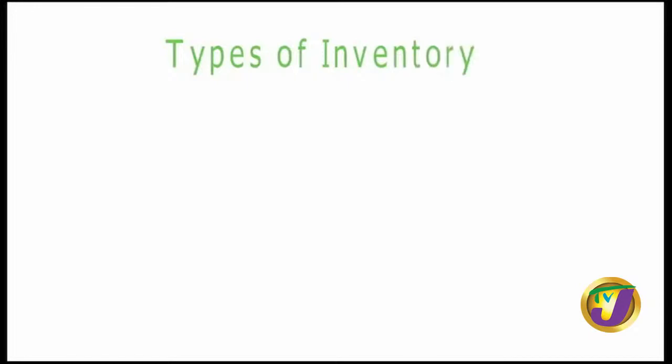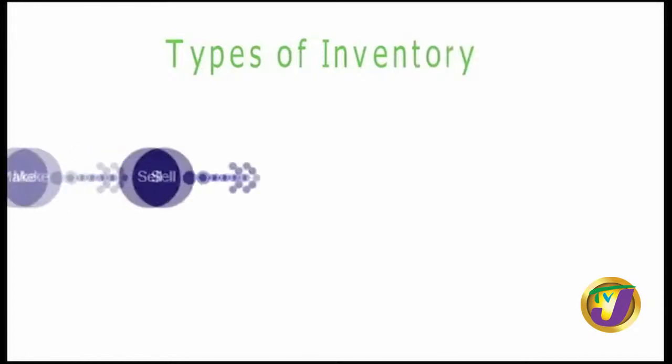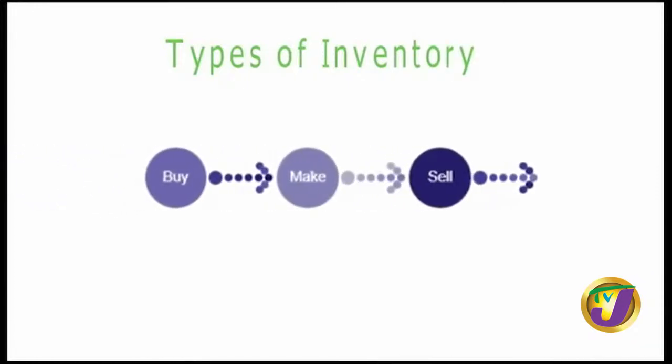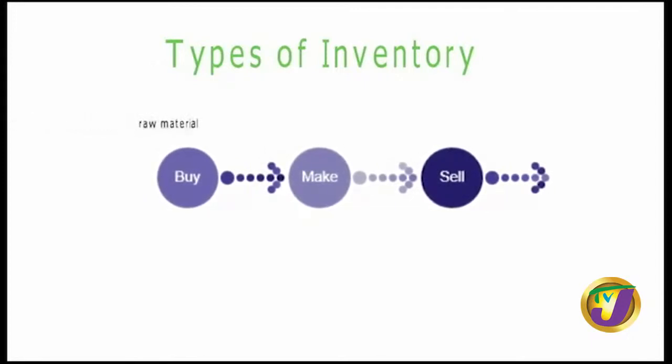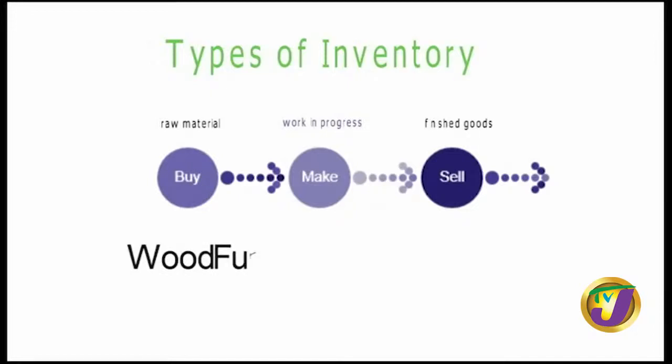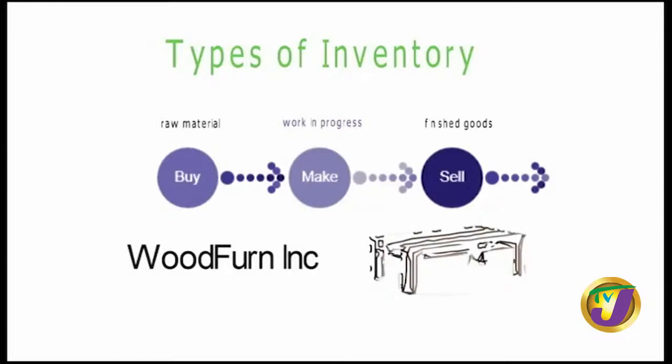Types of inventory. Inventory comes in different forms. Therefore, different types of inventory, such as raw material, work in progress, and finished goods can be found in the supply chain. Let's take a look at Woodfern Inc. to explain these types of inventory. Woodfern Inc. makes and sells wooden furniture which they deliver to their customers. In this example, they are making a dining room table.